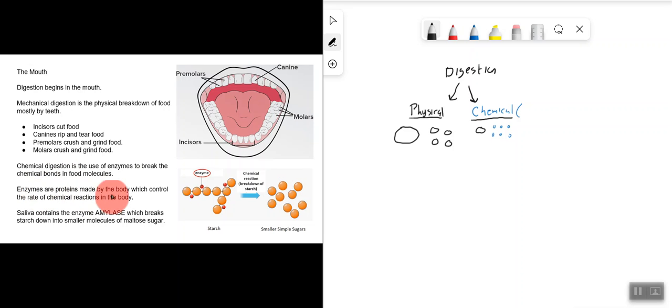Enzymes are proteins made by the body which control the rate of a chemical reaction in the body. So enzymes can speed up or slow down chemical reactions. The breaking down of the starch is a chemical reaction, and the presence of enzymes speeds up that process. Saliva contains the enzyme called amylase, which breaks down starch into smaller molecules of maltose sugar.